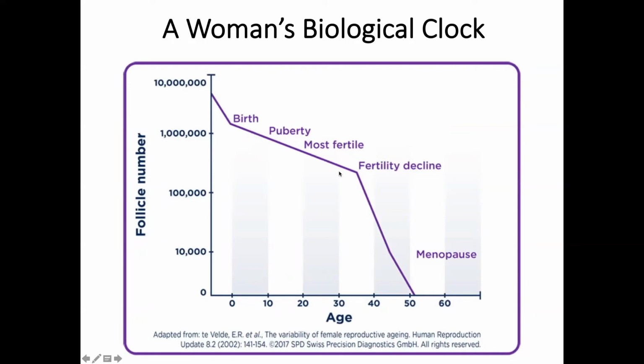However, after 35 years old, the number of follicles has a significant reduction. After 45, the number is so low that it's very difficult for the female to become pregnant. Please keep in mind that no new primary oocytes can be generated after the baby girl is born.